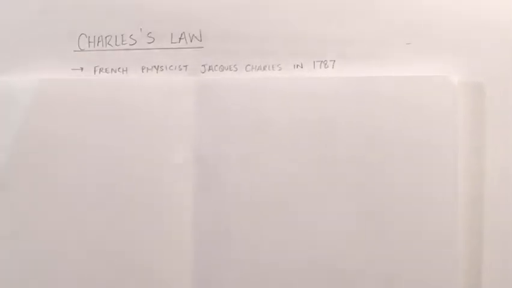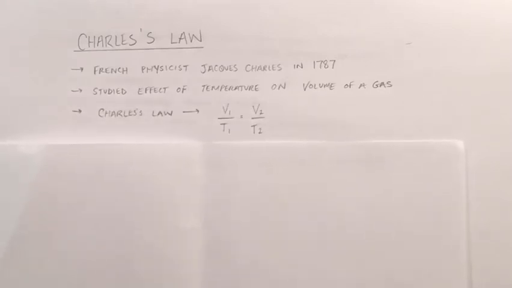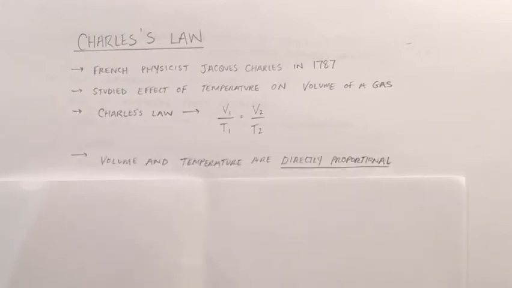So Charles' Law is named after the French physicist Jacques Charles, who studied the effect of temperature on the volume of a gas in 1787. From all of his work, we get this equation, V1 over T1 equals V2 over T2. We see that volume and temperature here are directly proportional. So what that means for us is that if one of these variables goes up, the other one must also go up. So if volume goes up, temperature has to go up as well.